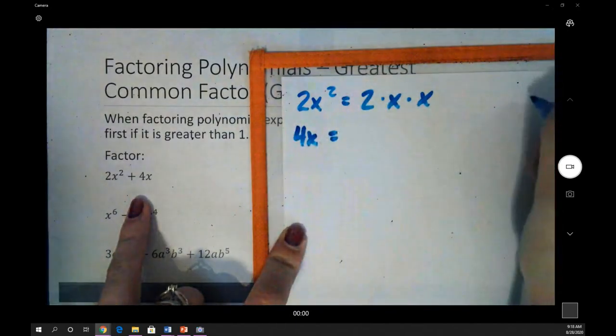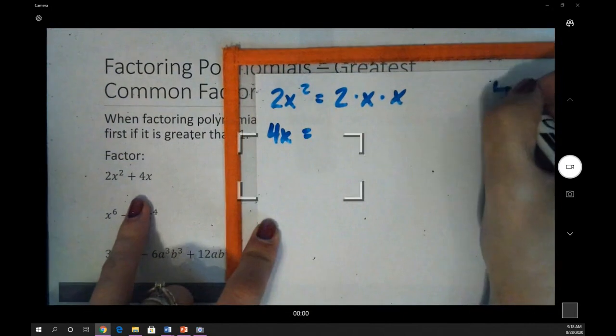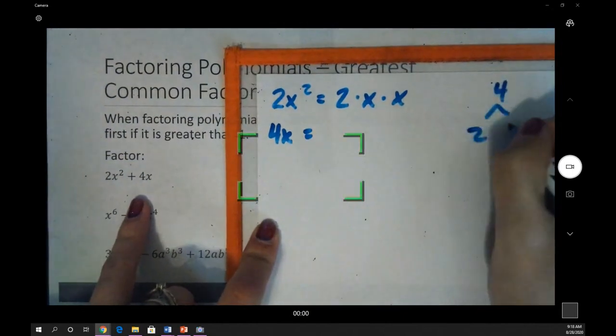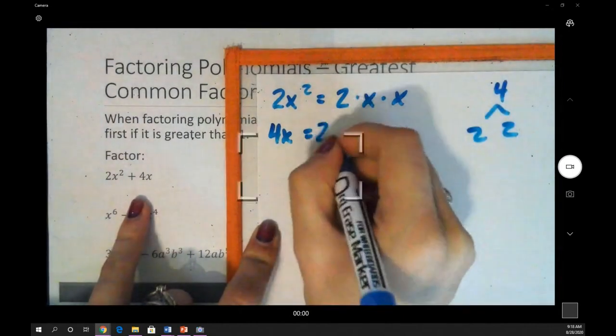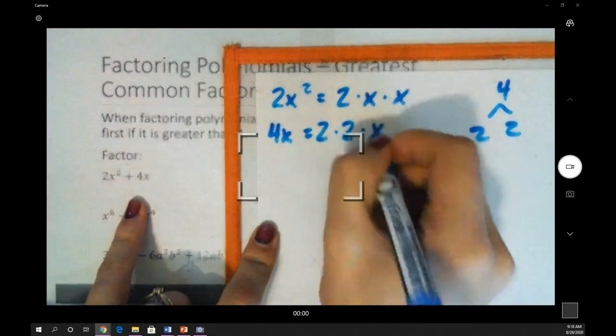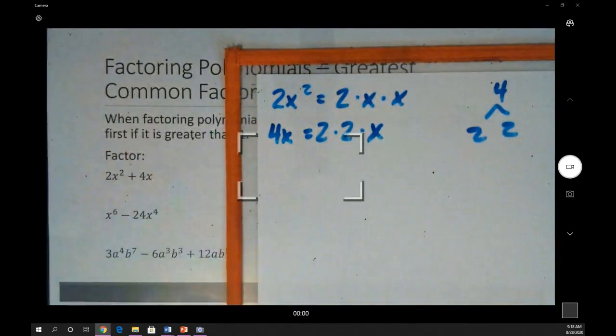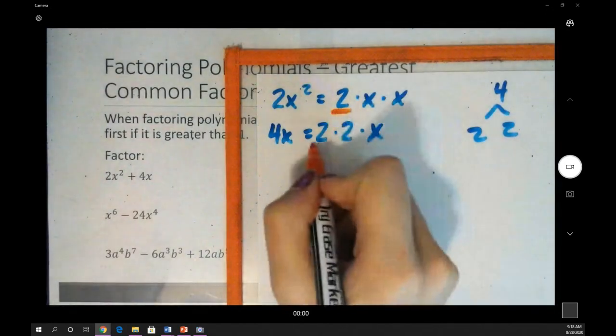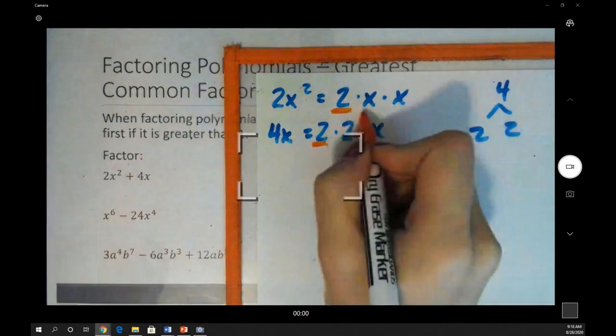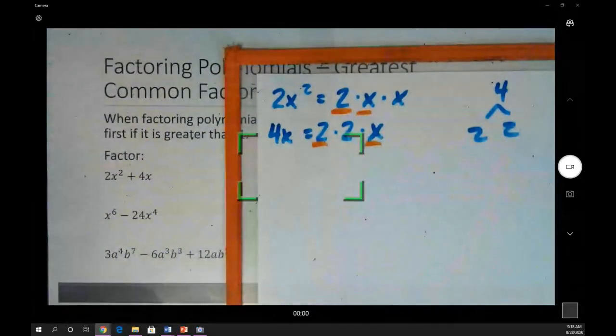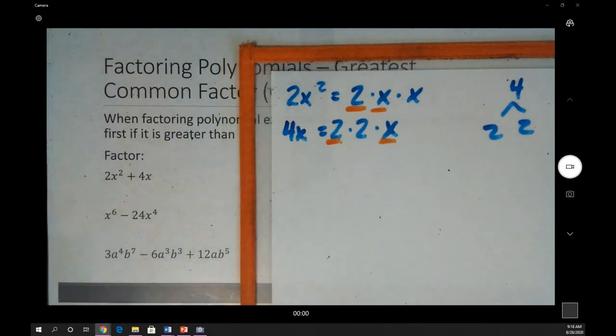4x can be broken down. Well, 4 itself can be broken down into 2 times 2. So this is 2 times 2 times x. That's how it all breaks down. We're looking for the greatest common factor, so we want to find what these have in common. They both have a factor of 2. They both have a factor of x. So I can factor out a 2x. That will come out front of my expression.